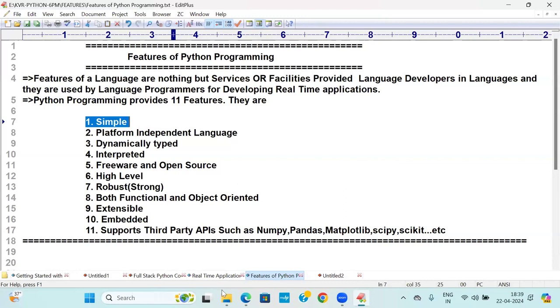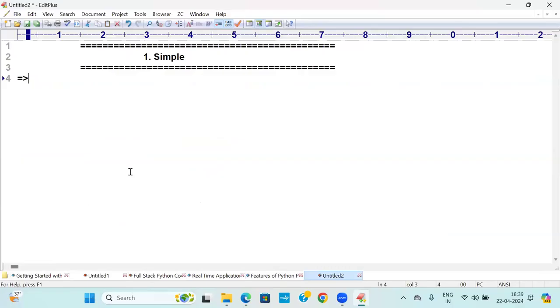Good. Now, I am starting with what is simple. How can you justify it is simple? Suppose you are coming to an interview, and I ask a question: how can you justify Python is a simple programming language? Explain some coding aspects to me, I say. Then how do you say?